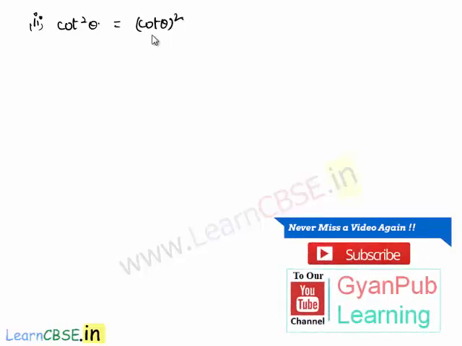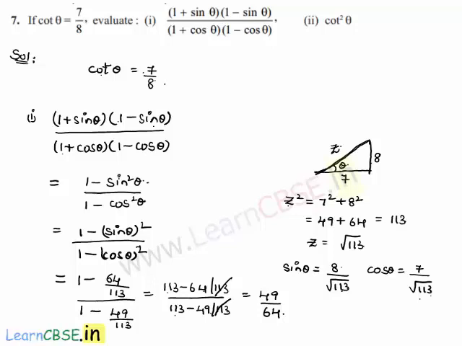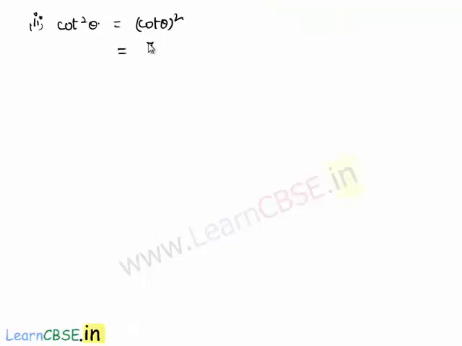And in the second sum, he asked us to find the value of cot square theta, that is equal to cot theta whole square. The value of cot theta is given as 7 by 8, so that is equal to 7 by 8 whole square, which is 7 square by 8 square, which is nothing but 49 by 64.